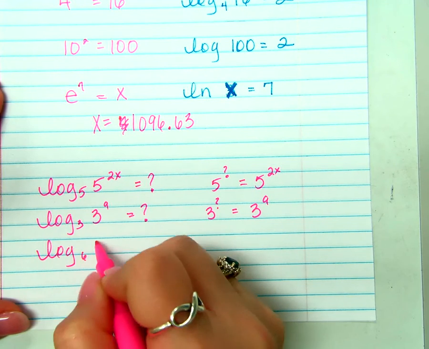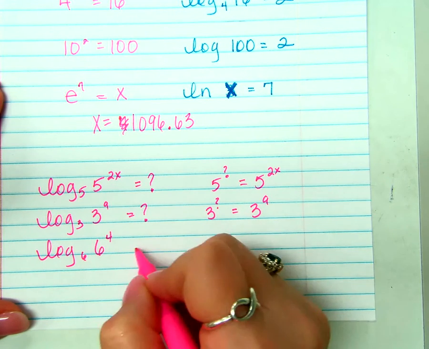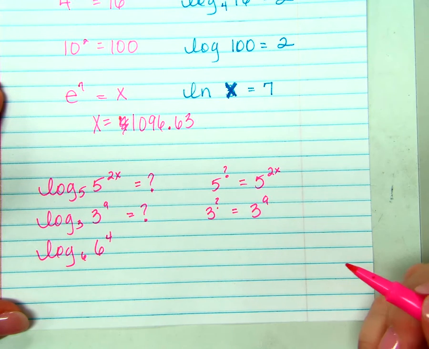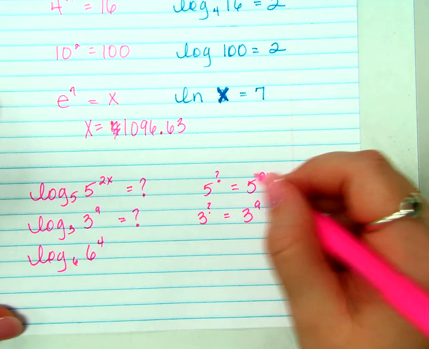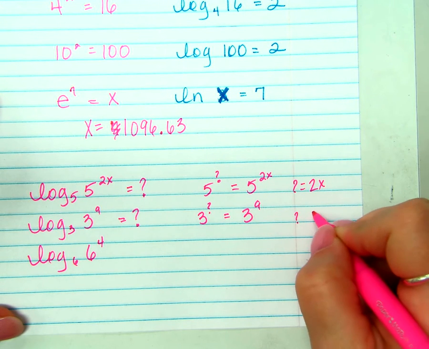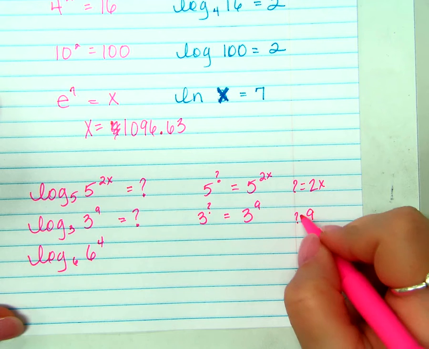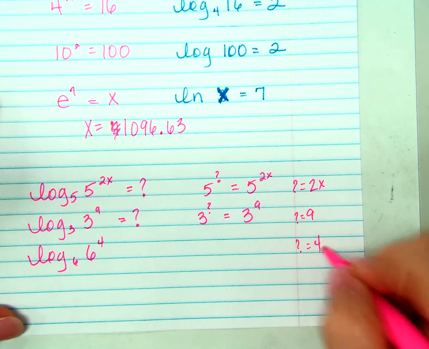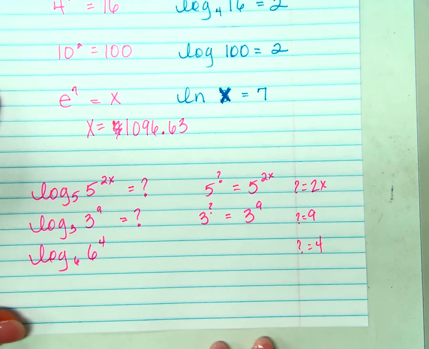Log base 6 of 6 to the 4th. It should equal 4, right? This one equals 2x. The question mark does. This one, the question mark equals 9. This one, you're telling me the question mark should equal 4. Then tell me what the shortcut is.